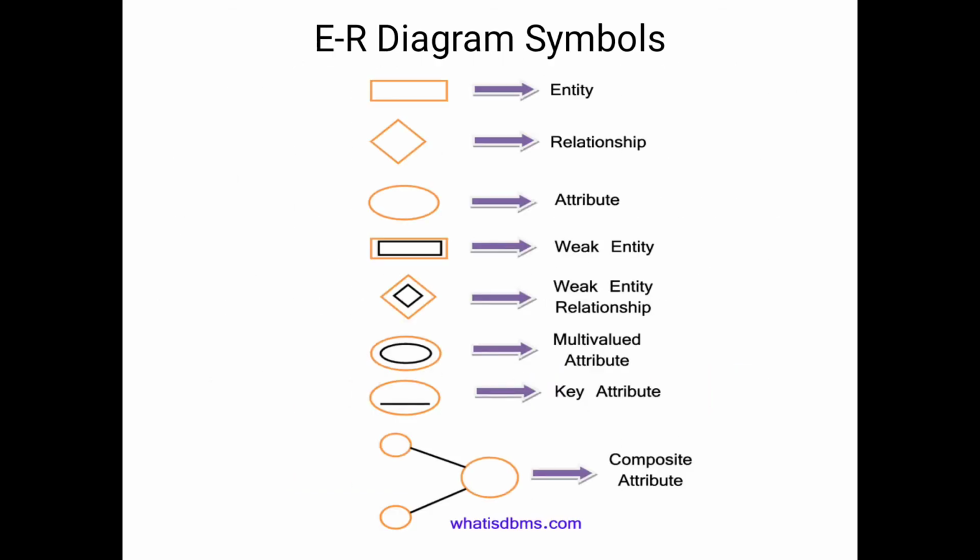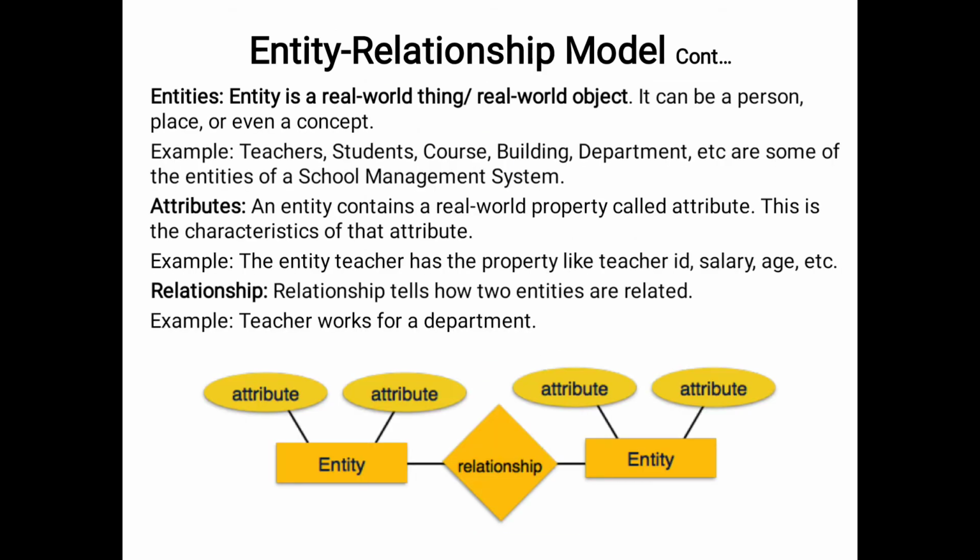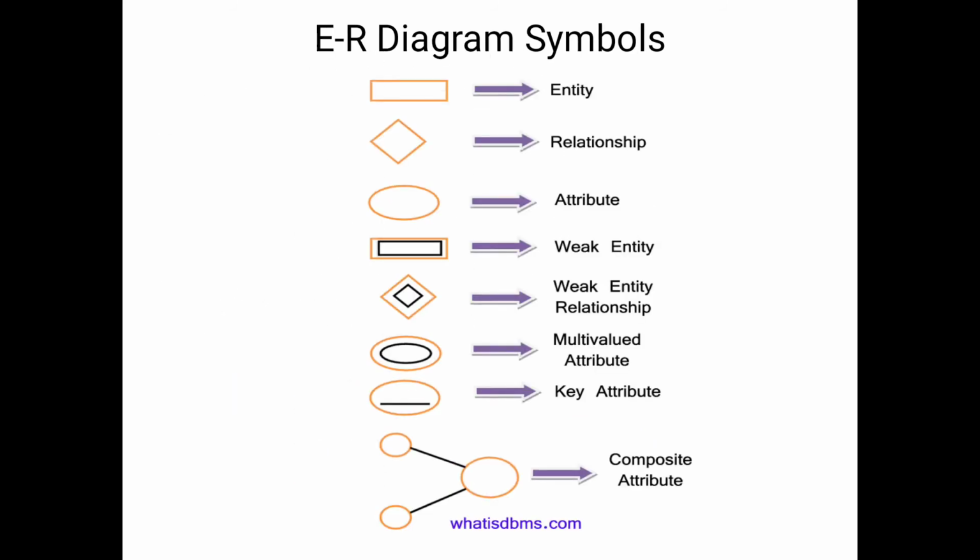What are the different symbols we are using in the entity relationship model? First 3 symbols are enough as a Bachelor of Technology student. The rectangle represents the entity. Already the previous diagram also we are seeing. Okay, please observe the bottom diagram. Rectangle represents the entity, circle represents the attribute, rhombus represents the relationship. Okay, those are the first 3 symbols.